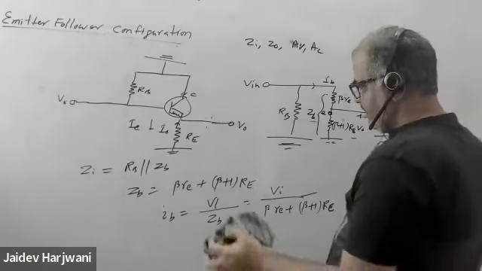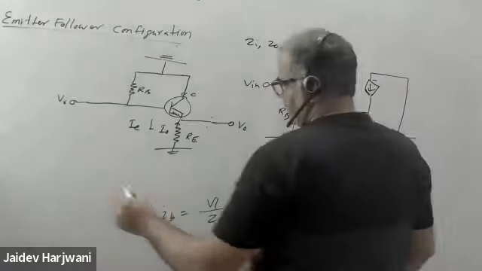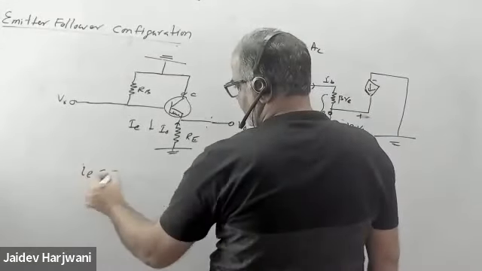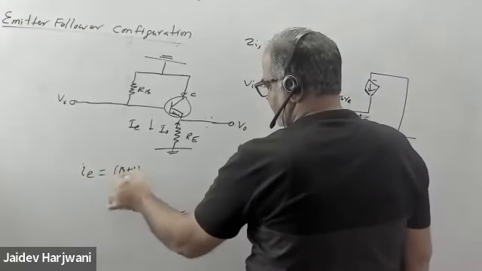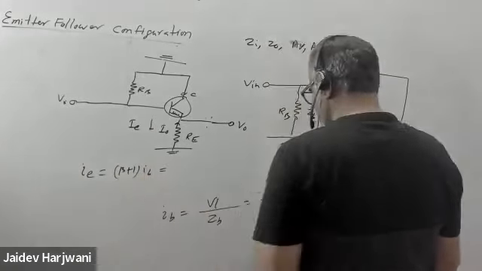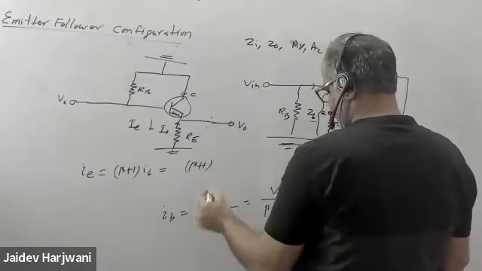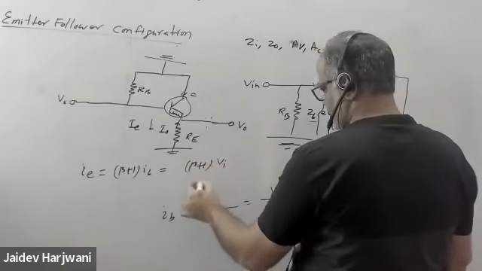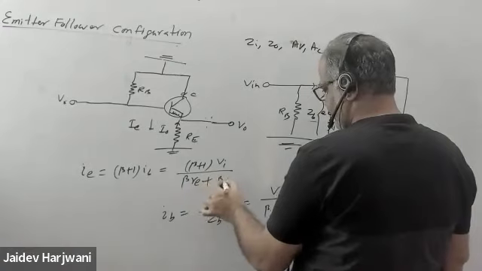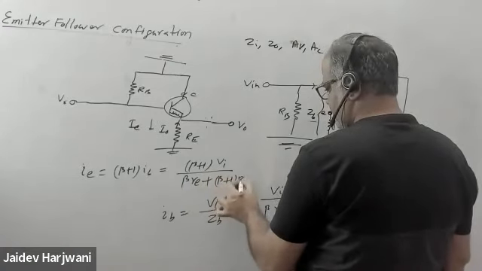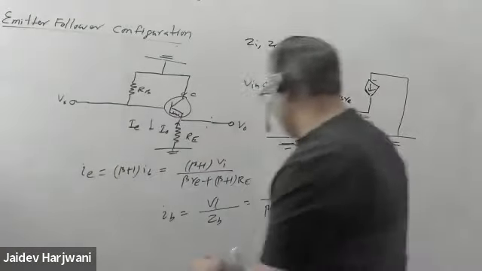So IE is simply (beta plus 1) IB. Okay, so if I calculate IE, IE is (beta plus 1) IB. So this becomes my (beta plus 1) VI upon (beta RE plus (beta plus 1) RE). Okay, now this will simplify my circuit.